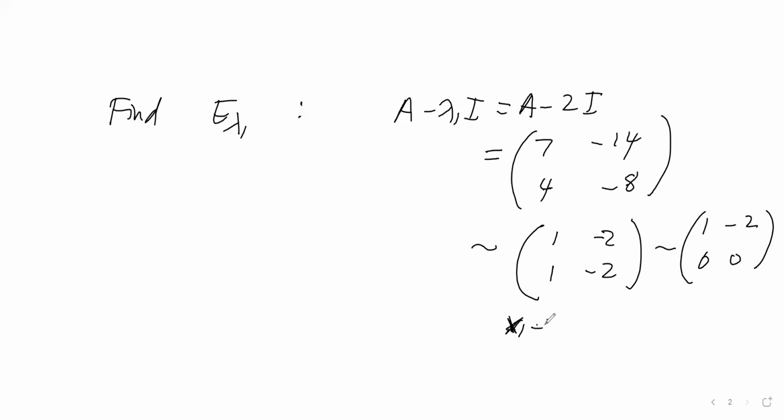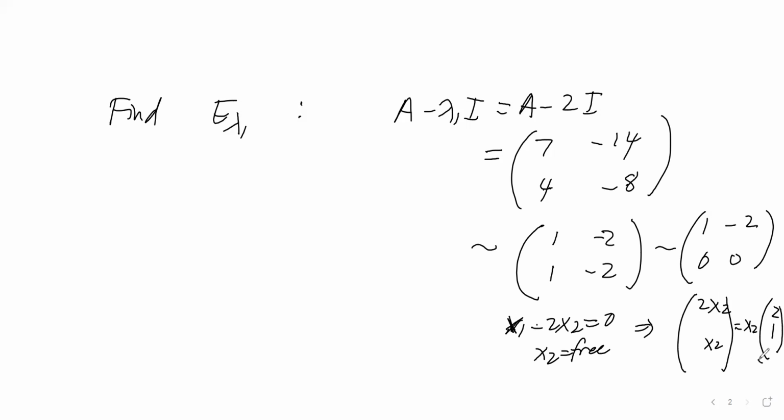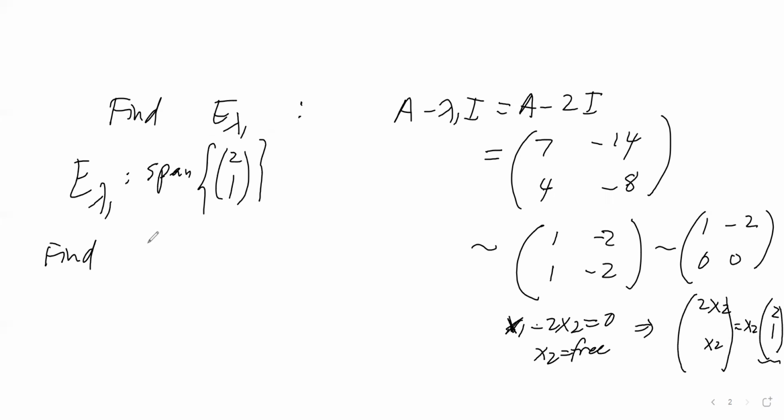So X1 minus 2X2 equals 0, and X2 is a free variable. This will lead to X1 is 2X2, so the vector is X2 times (2, 1). So this is my first eigenvector. Basically the eigenspace looks like this: the eigenspace is the span of a single vector, which is (2, 1), dimension 1.